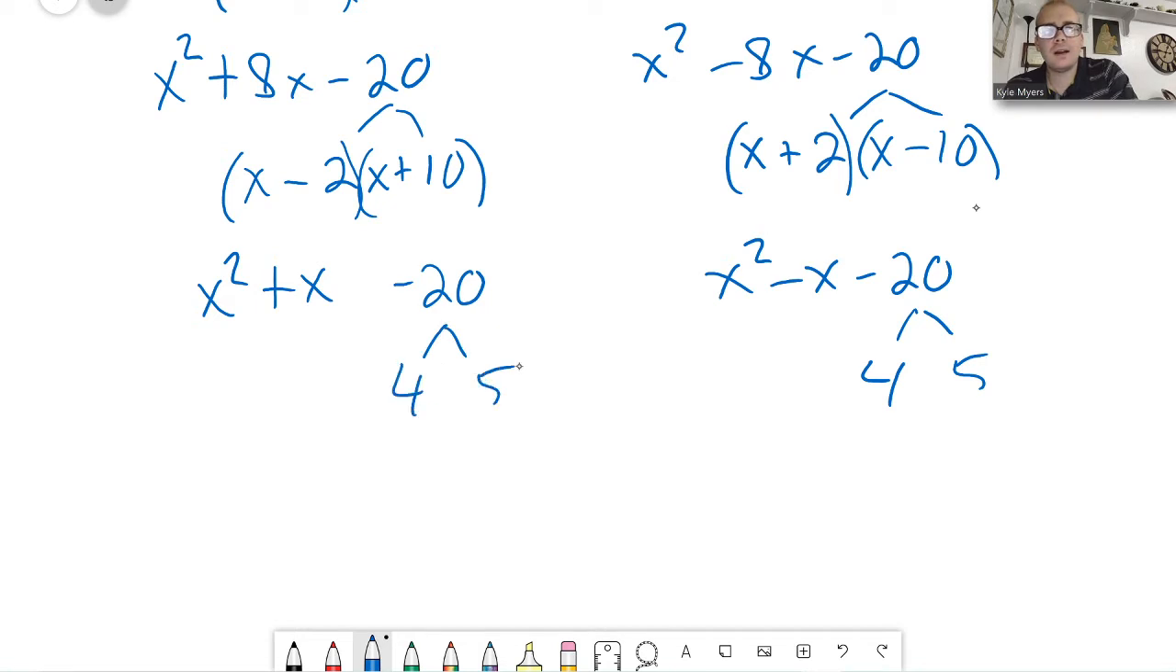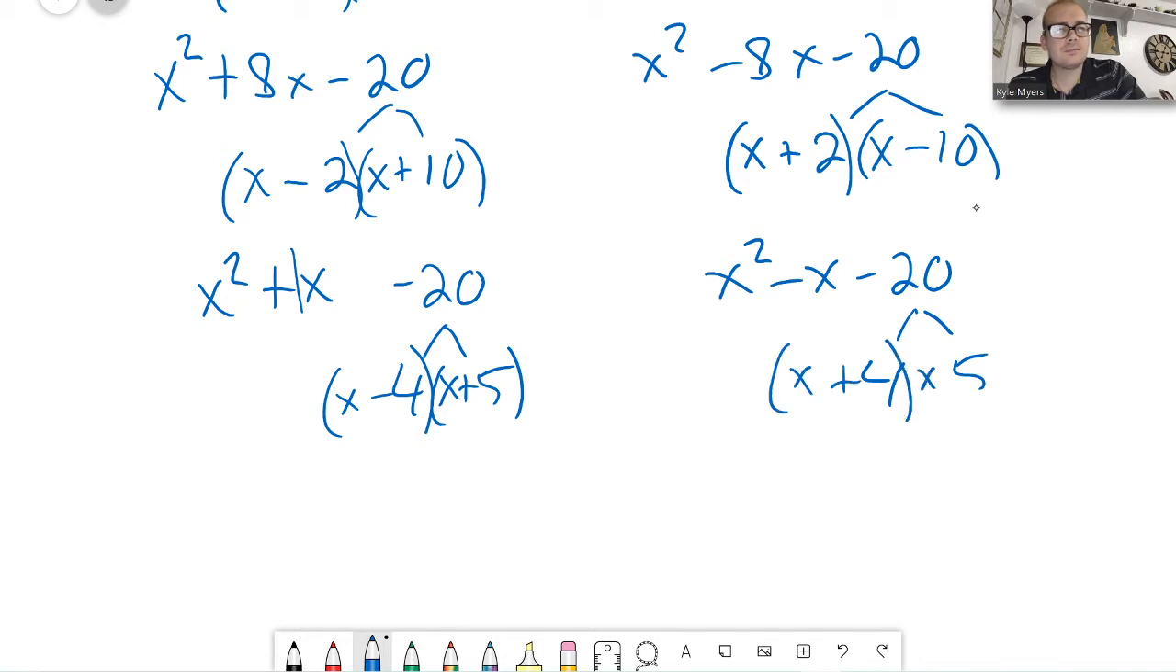4, 5, 4, 5. Now I want a positive one here. So I want a plus. Negative 4 plus 5 is positive 1. Here, I would want the 4 to be positive and the 5 to be negative.